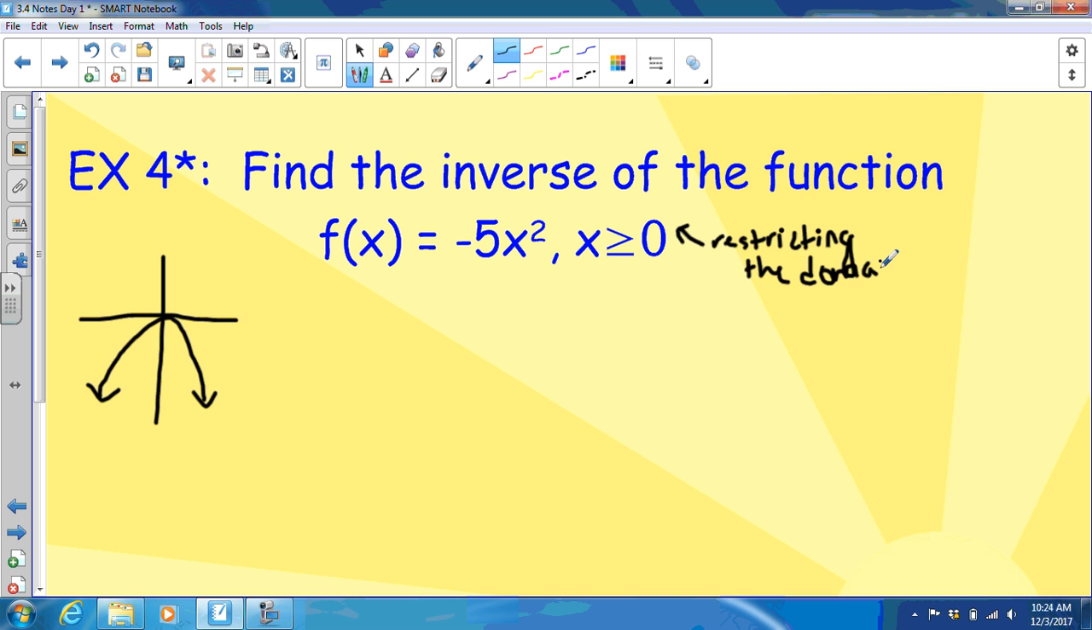So we look back at our sketch of our graph. We only want x values that are positive or greater than 0. So we're only looking really at this part of our graph here.